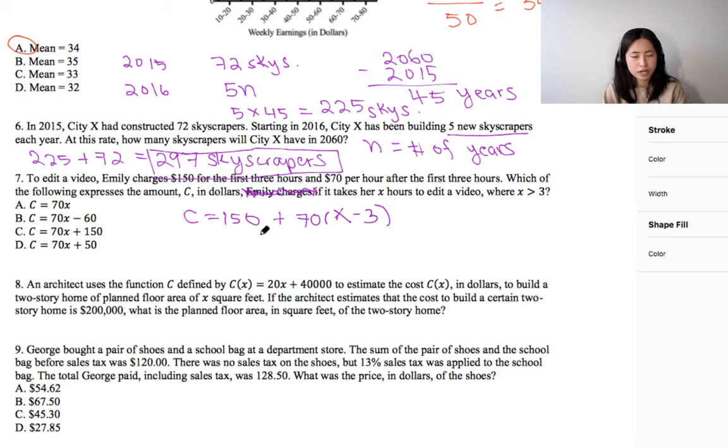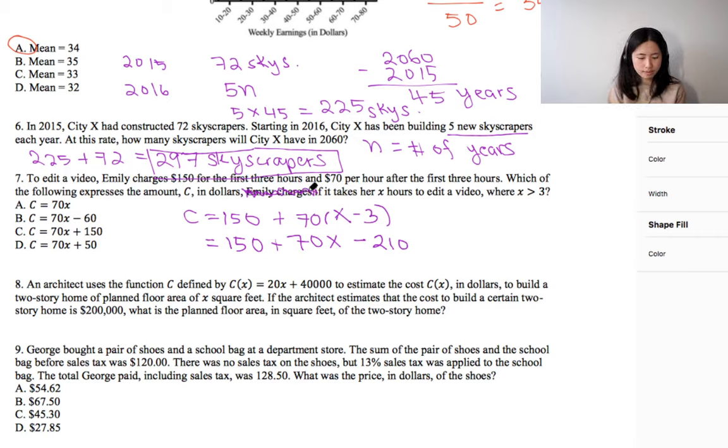Because if you think about it, you're already paying $150 for the first 3 hours, so you don't need to pay for them again. That's why you have that minus 3 right there. So you have 150 plus 70 times X minus 3, and you just need to apply the distributive property. Then you have 70 times negative 3, so 70 times negative 3 would be negative 210.